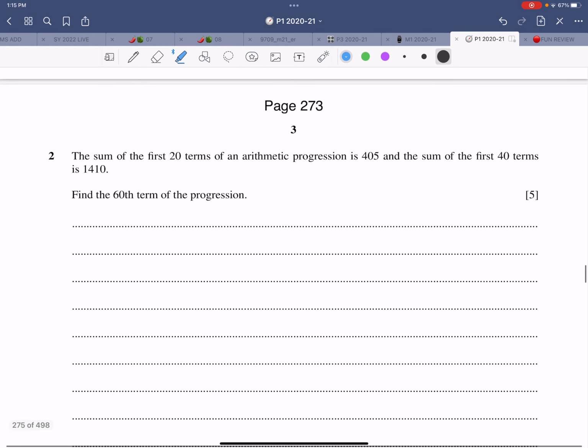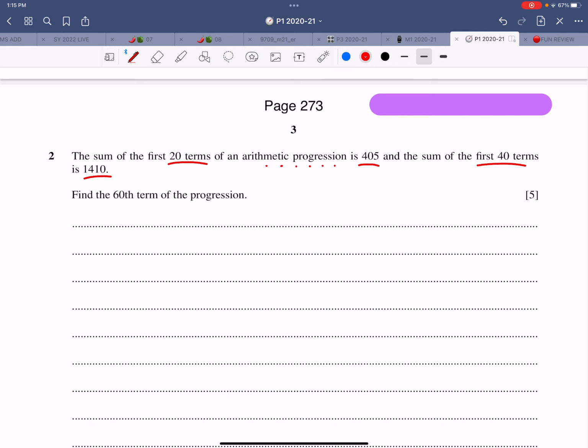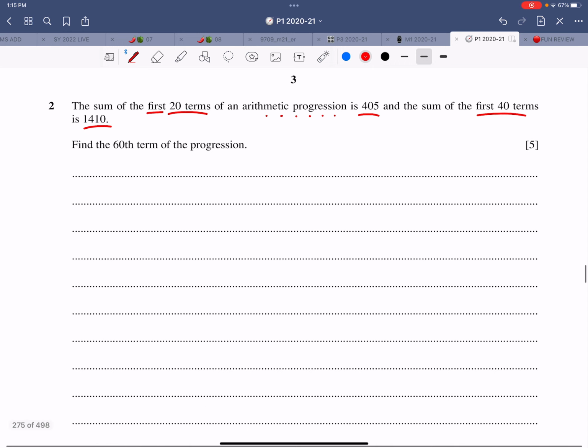Next one. What is the question about? The sum of the first 20 terms of an arithmetic progression is 405. Sum of the first 40 terms is 1410. Find the 60th term of the progression. What are the formulas that we have?